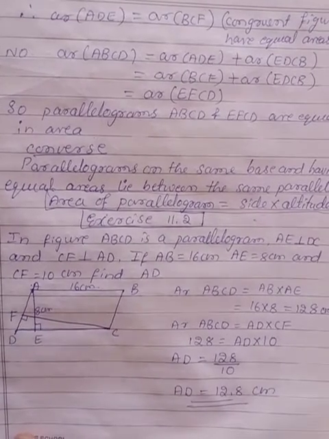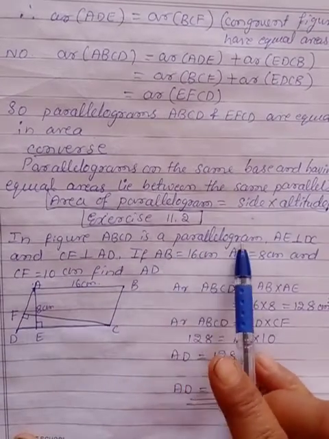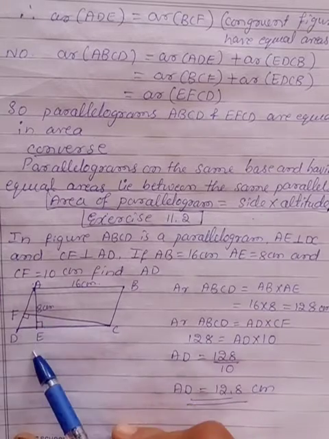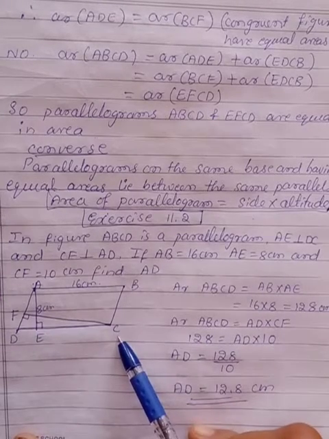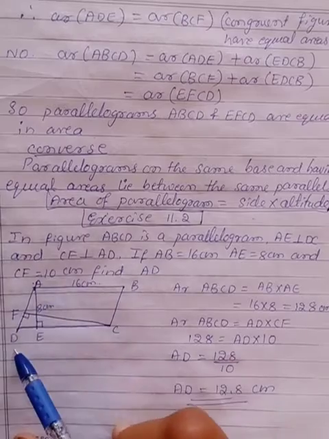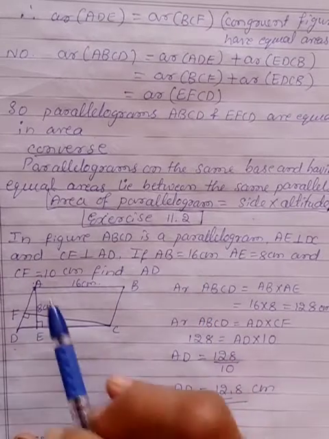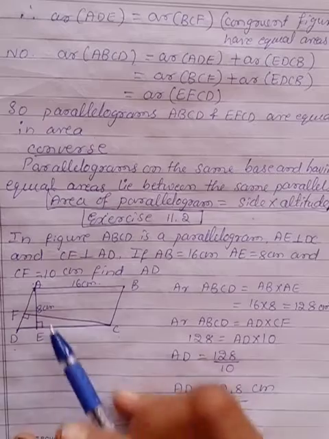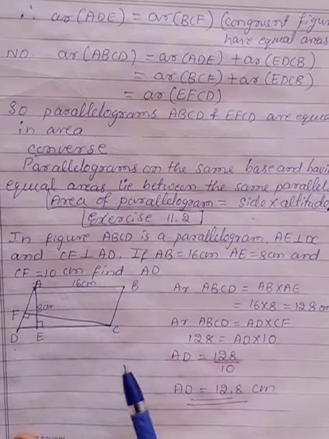In that, the first one is: in the figure, ABCD is a parallelogram. AE is perpendicular to DC and CF is perpendicular to AD. They have given the measures. AB measure they have given 16. AE measure 8 cm they have given.